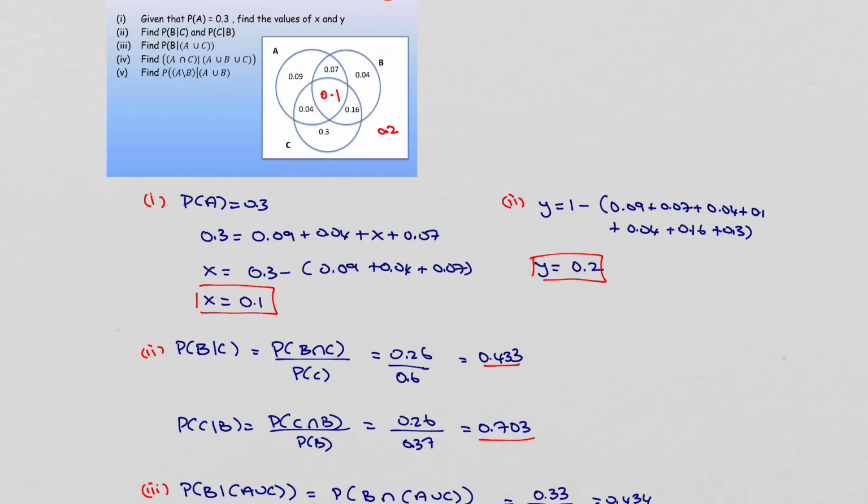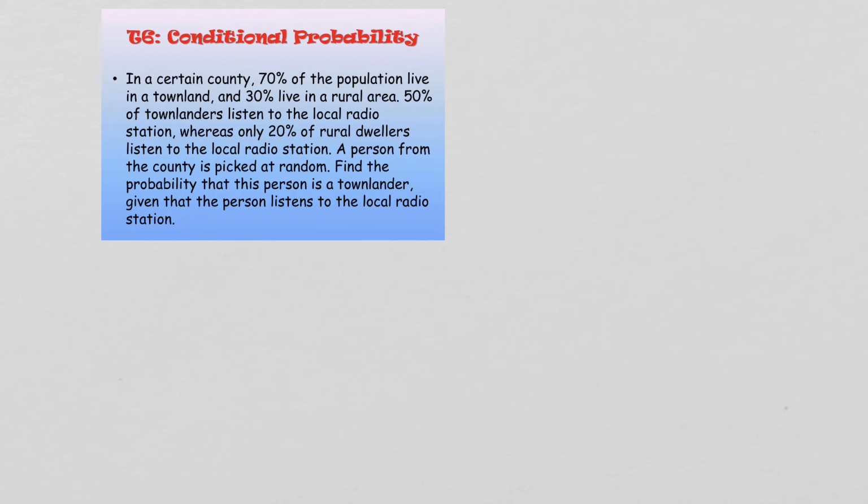Okay, so let's look at one more example. So here we have in a certain county, 70% of the population live in a townland and 30% live in a rural area. 50% of the townlanders listen to the local radio, whereas only 20% of the rural dwellers listen to the local radio. A person from the county is picked at random, and we've defined the probability that the person is a townlander, given that the person listens to the local radio station.